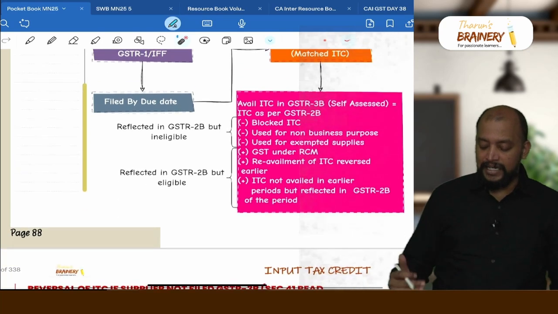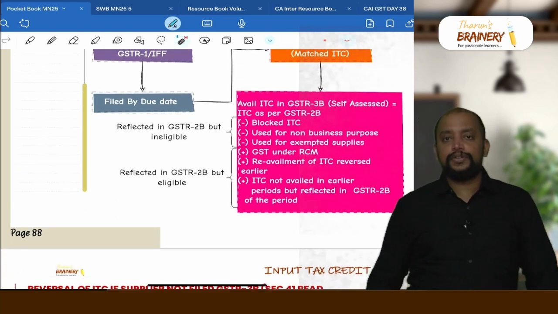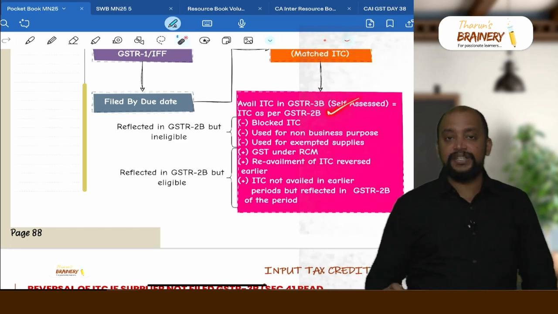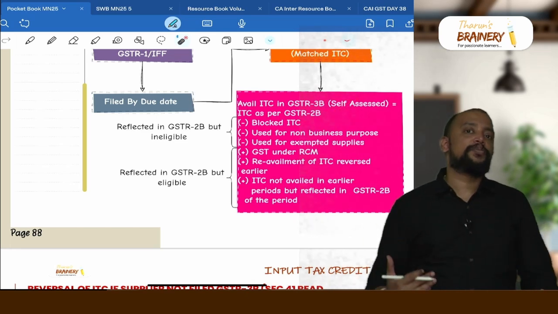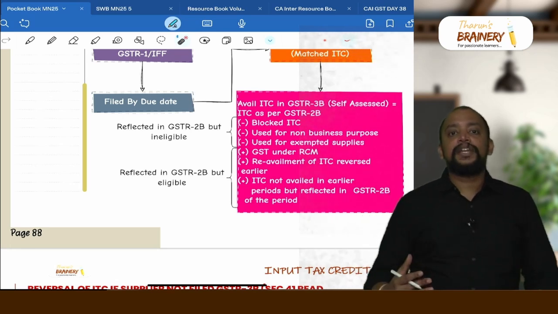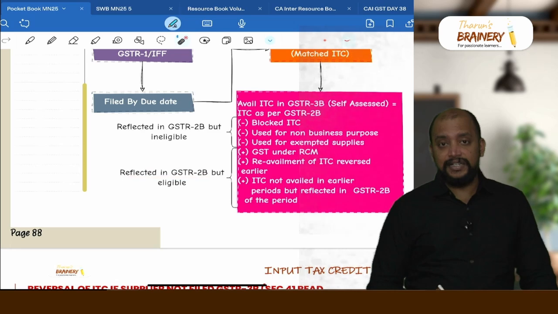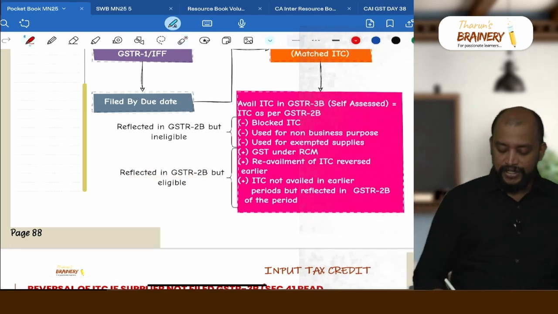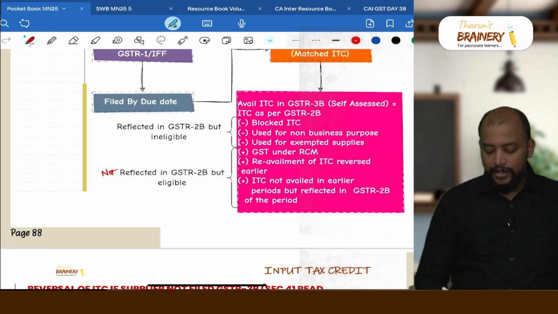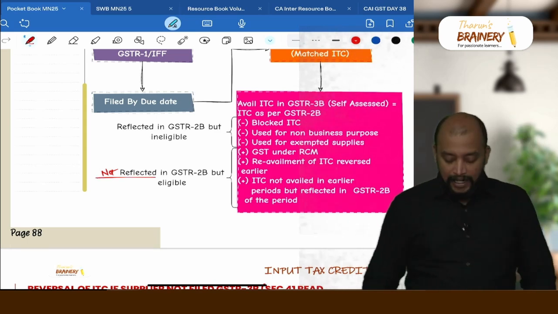To this matched ITC we will be doing some adjustments to know the self assessed ITC. So what are those adjustments? First we will take ITC as per GSTR 2B. After taking ITC as per GSTR 2B, that is the starting point, we need to add three things. Even though it is not reflected in 2B, we can still take it. So it is not reflected in GSTR 2B, but still eligible. What is that?